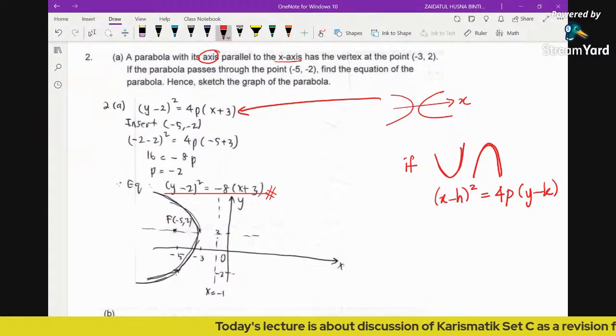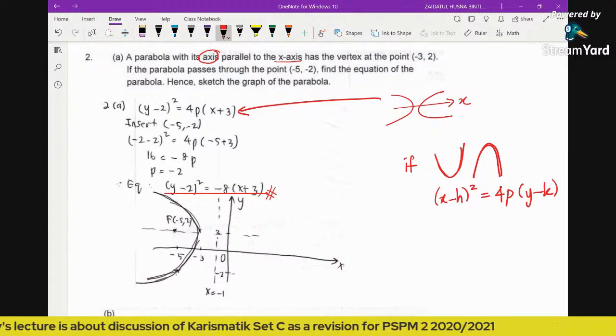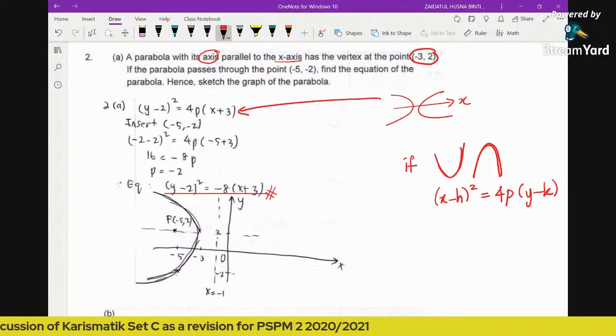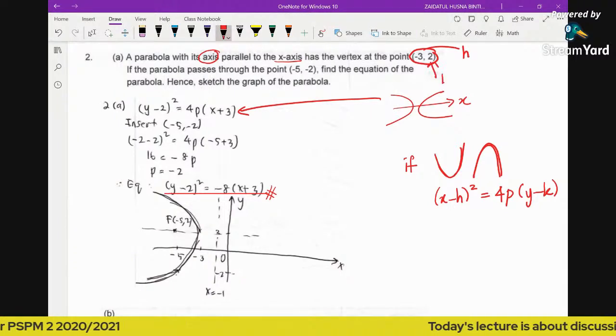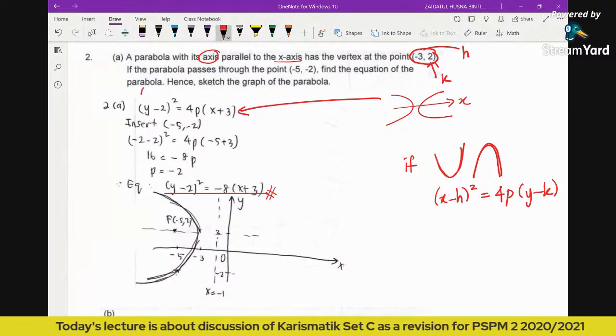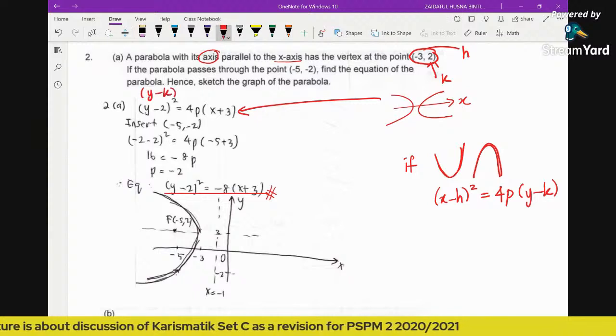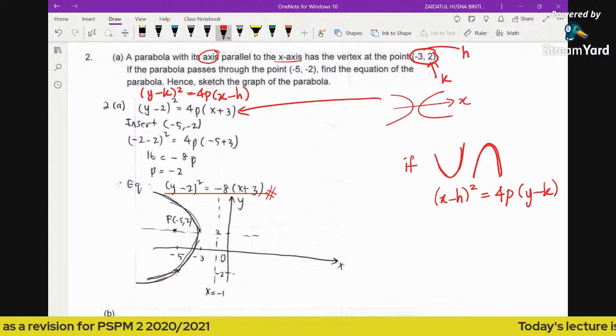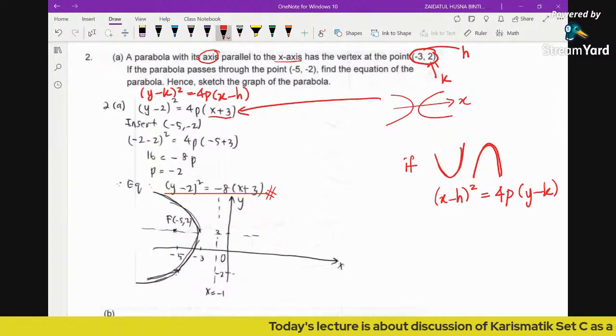Alright, so next, the question says the parabola has the vertex at this point. So this is basically the value of h and also k. So this is the h, and this is the k value. So h is -3, so you may just substitute into the equation of parabola. y minus k, squared, equals 4p times x minus h. Since your h is negative 3, it will become x plus 3, and since your k is 2, you will have y minus 2, and then you just square it.